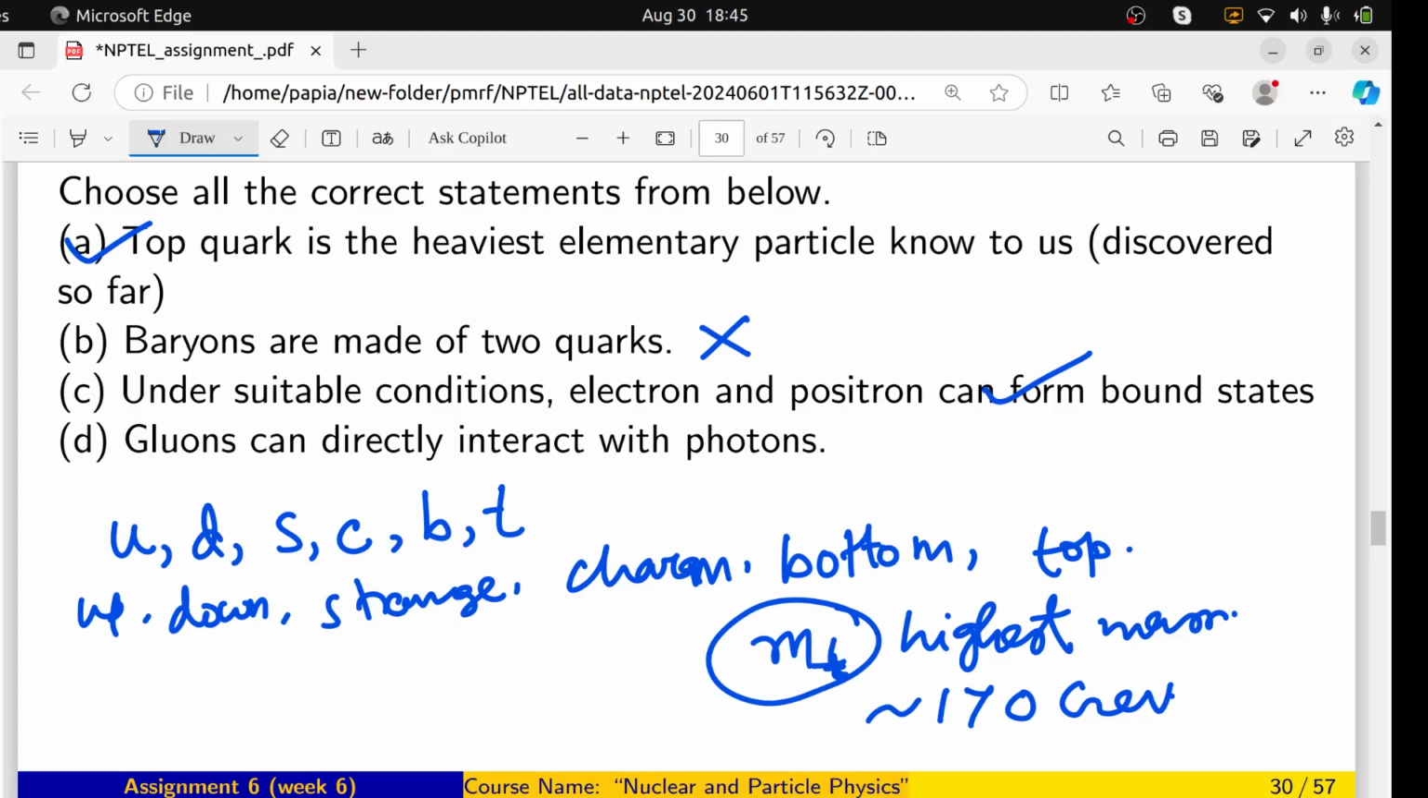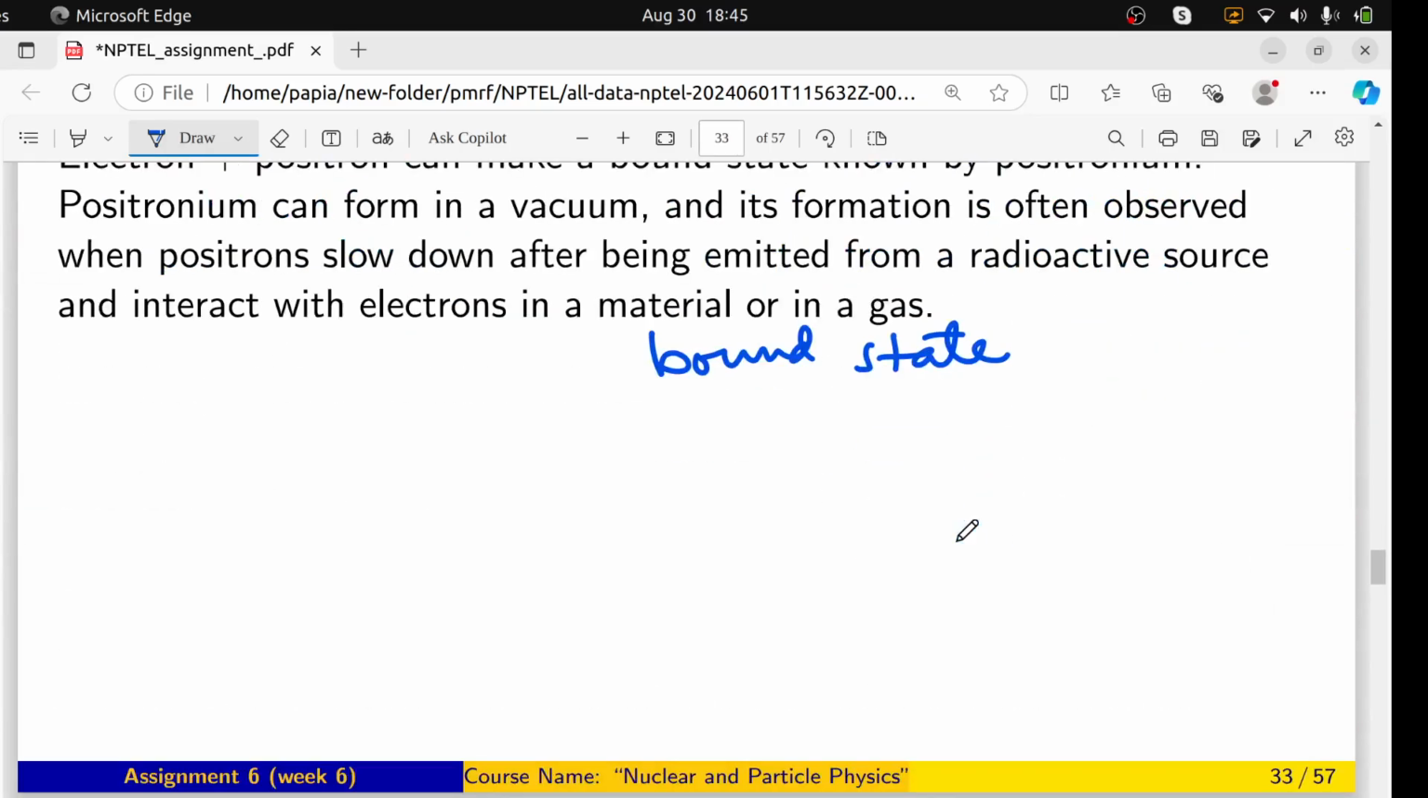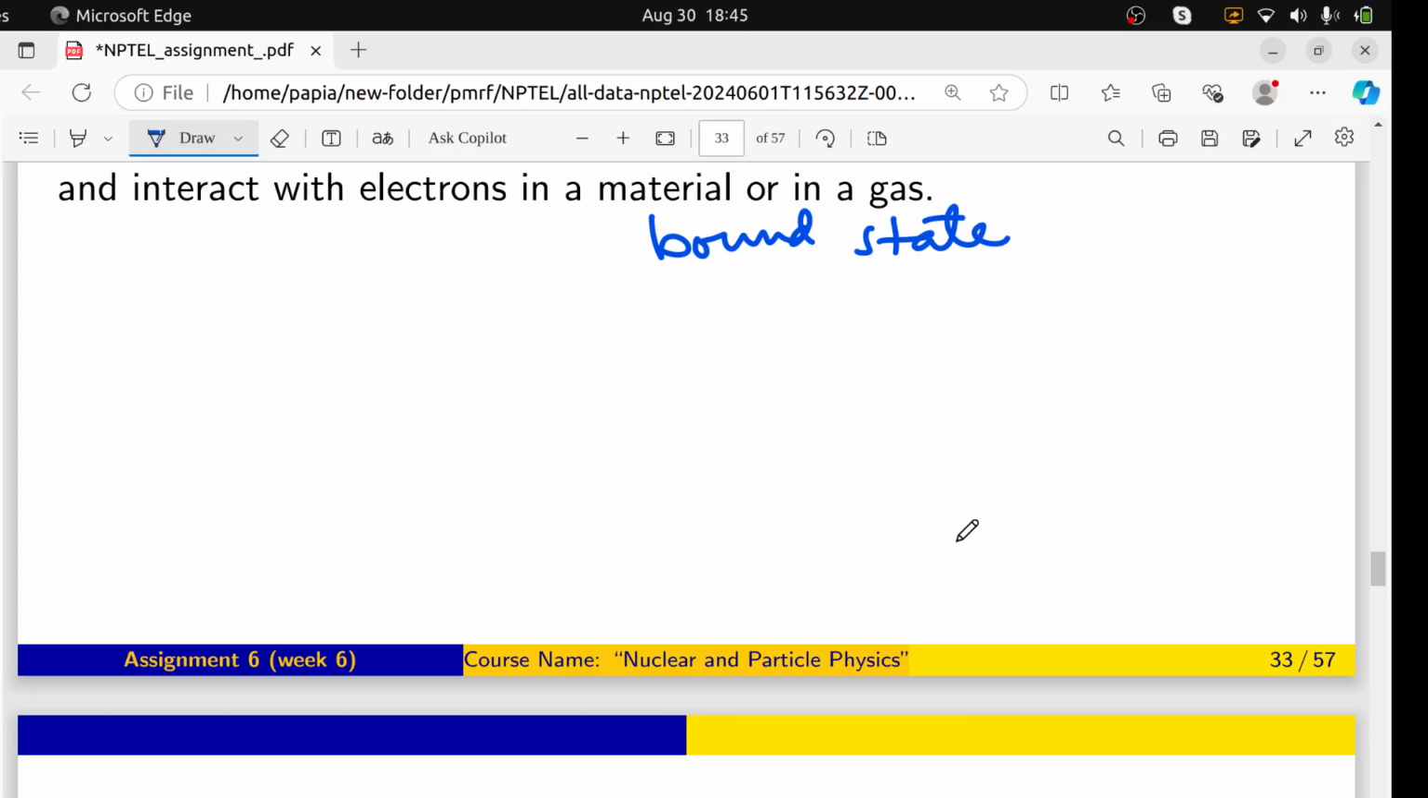Gluons can directly interact with photons. Is it correct or not? That is a very good and interesting question. Gluon is the mediator for strong interaction, right? And for strong interaction, the main thing needed is color charge. So gluon has non-zero color charge, but it does not have non-zero electric charge.